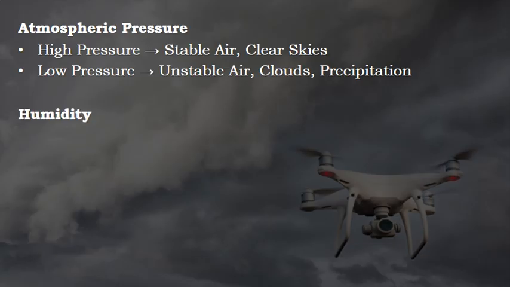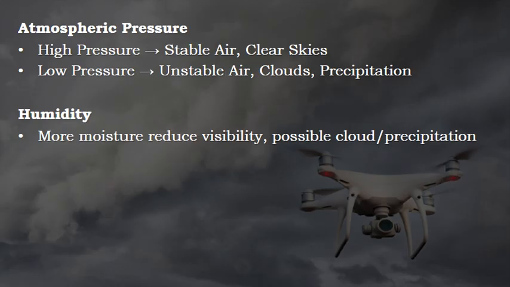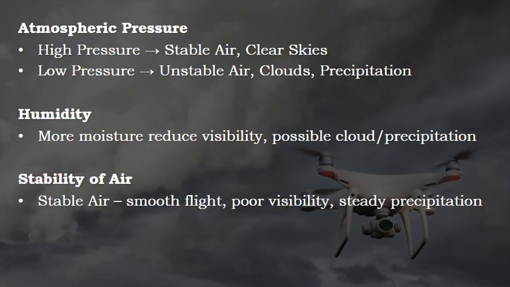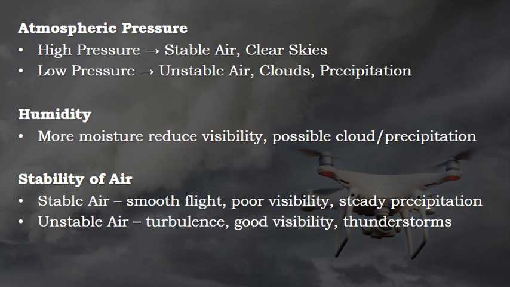Humidity affects the density of air. The more moisture, the less visibility, and the increased possibility of clouds and precipitation. These factors affect the stability of the air. When air is stable, it will allow for smooth flights, but poor visibility and steady precipitation. Unstable air leads to increased turbulence, good visibility, and thunderstorms.